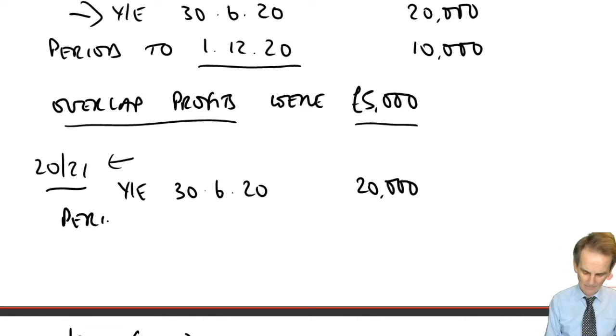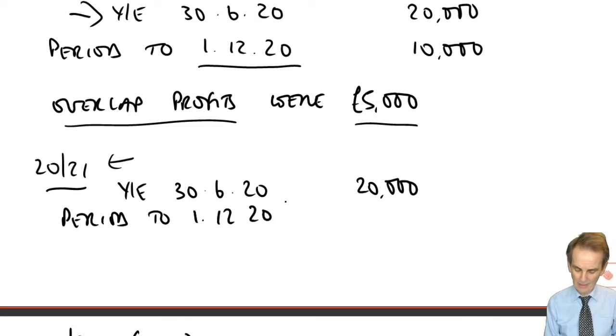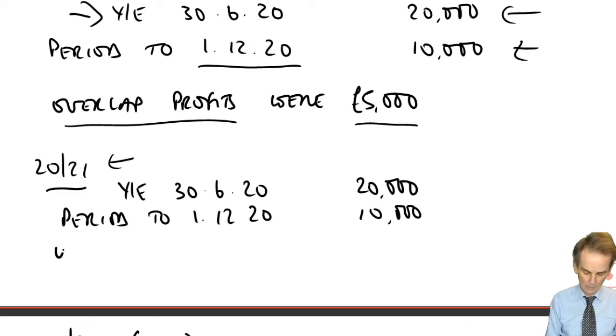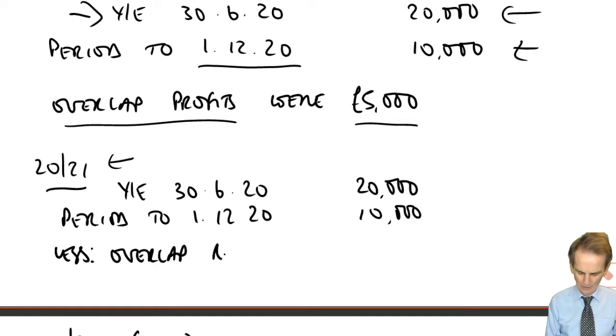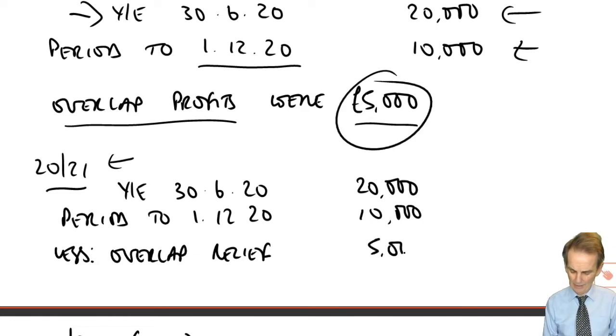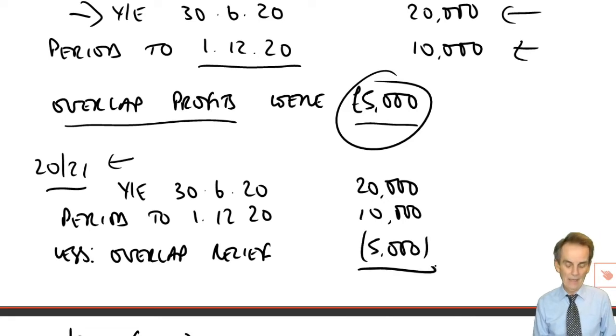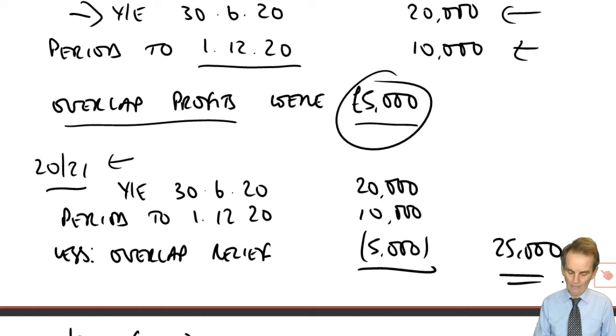We've then got the period through to the 1st of December 20. That was, there's your 20,000 and now the final £10,000 figure. But of course, away from that, we must deduct, wherever we have one, our overlap profits, and it's known as overlap relief. They, as you can see there, were £5,000. Take them away. So we got a £20,000 and a £10,000 profit respectively, less the £5,000 overlap. We've got ourselves a £25,000 assessment for the 2021 tax year.